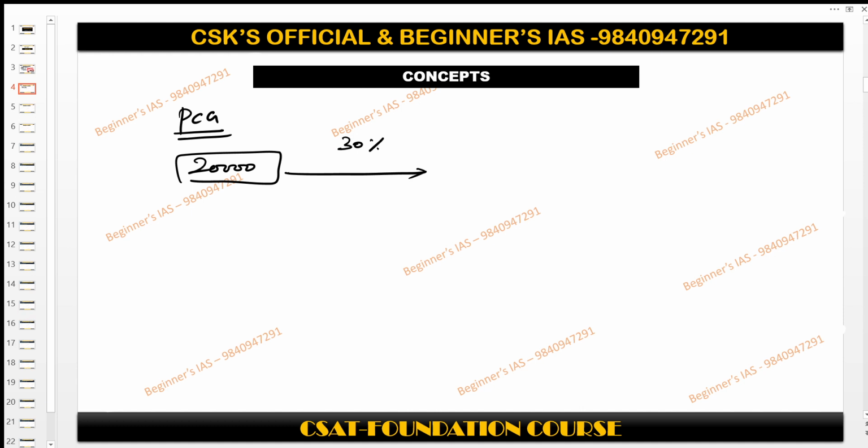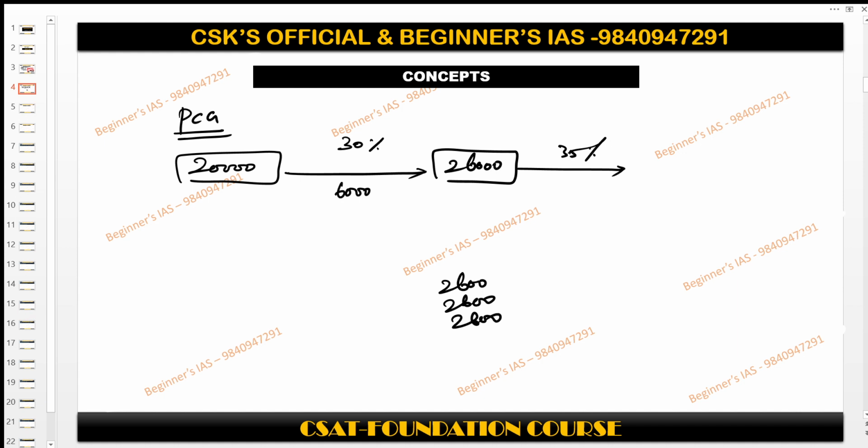At present, one changes with respect to 30 percentage. So now you can calculate the 30 percentage here. 10% is 2,000. Then 30% is 6,000. Therefore, you can add this one. Then for this, you need to calculate the 35 percentage. Then easily you can calculate 10 percentage, 20 percentage, 30 percentage.